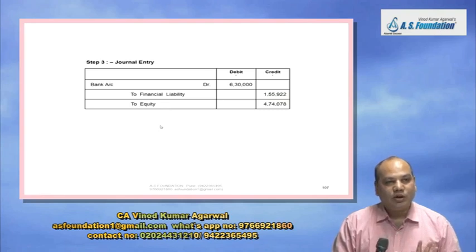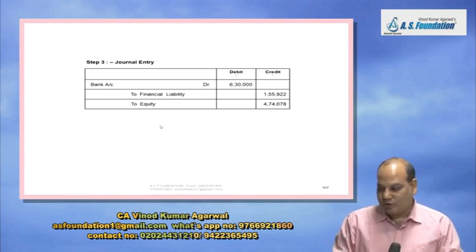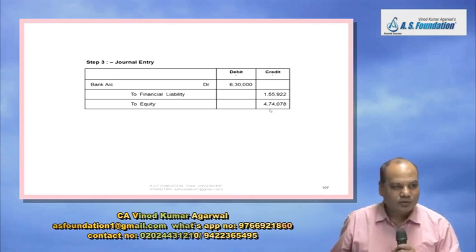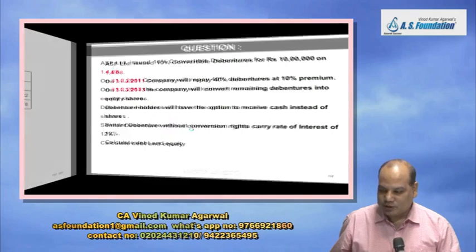Don't debit the discount account. That is not in this chapter. To financial liability, the first working note figure. To equity, the second working note figure. Is it telling? The ledger account is homework. You'll be able to do it. Okay, one more practice.